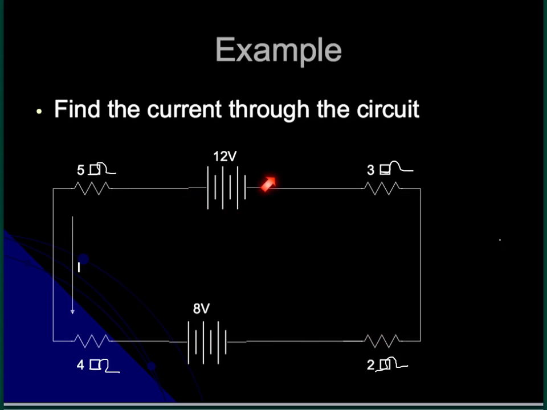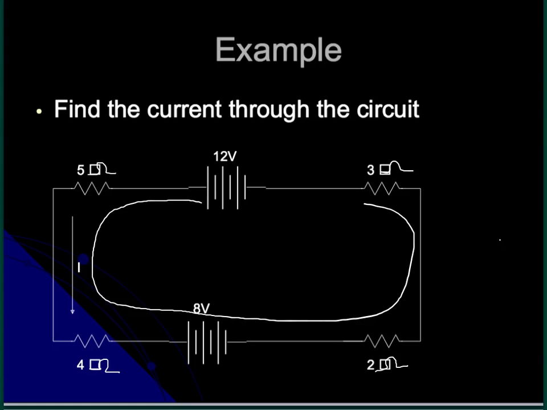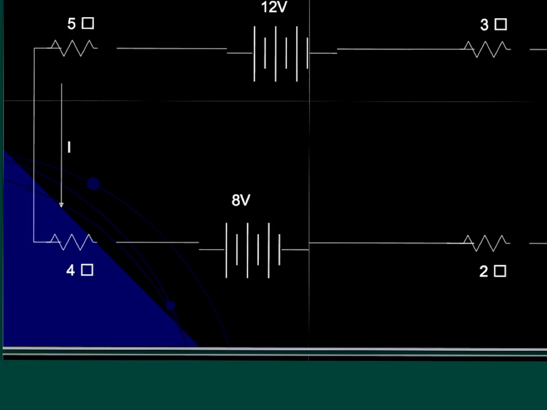And since the 12 volt battery here is stronger than the 8 volt battery, we're going to have our current go from the 12 volt, and it's going to go around from the positive side of the 12 volt battery into the negative side of the 12 volt battery. So applying our loop rule would look like this. To get our voltages, our voltage is equal to current times resistance. So all of our voltages are going to be current times resistance, or the voltage of the battery.